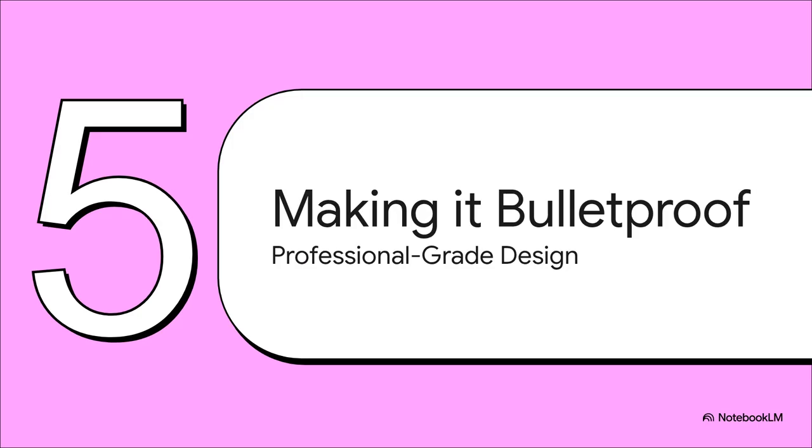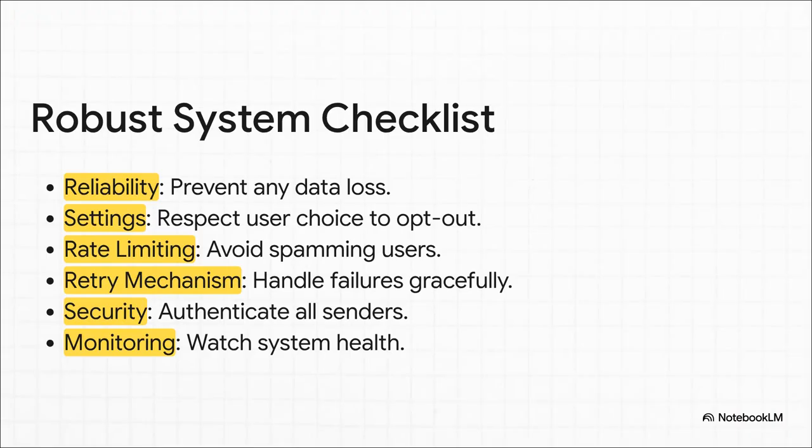Okay, we now have a solid, scalable design. But to make it truly production-ready, to make it something you'd bet your company on, we need to add several more layers of sophistication and safety. This is where we get into the stuff that keeps real-world engineers up at night. Reliability, to make sure we don't lose data. Notification settings, to respect user choice. Rate limiting, so we don't look like spammers. A retry mechanism for when things fail. And of course, security and monitoring to keep the whole system safe and healthy.